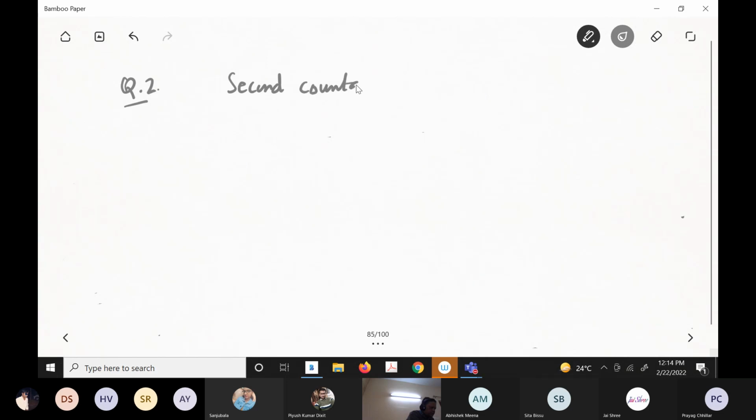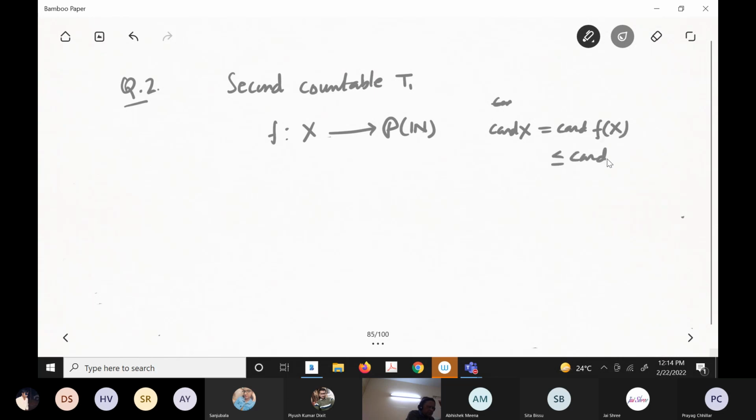since it is talking about second countable, that's why I'm coming here. Second countable T1 space, then I didn't ask about cardinality, but actually it says, I said given a one-to-one function, an injection. Now look, since it is one-to-one, the cardinality of X will be the same as the cardinality of f(X). But f(X) is a subset of P(N), so it will be at most the cardinality of P(N). But that is the cardinality of the real line, which is small c. The result is that for a second countable space, the cardinality of X has to be less than or equal to c.